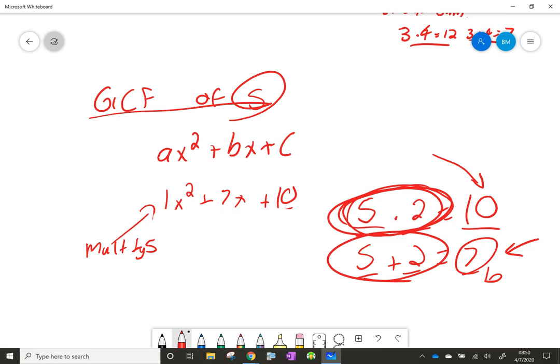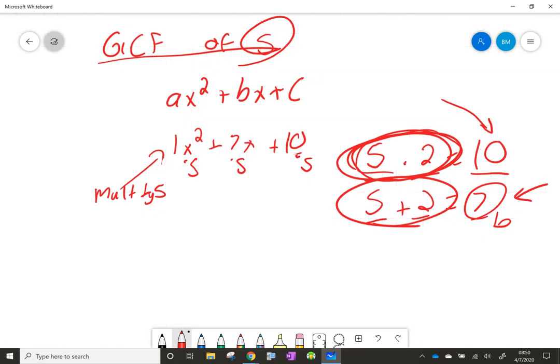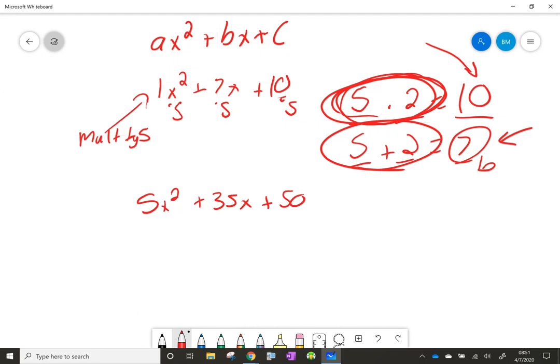Because it's not divisible by 5 right now, but once everything is multiplied by 5, then everything can be divided by 5. So the first term would become 5x squared, the second term would become 35x, and the last term would become 50. And so now this is my first polynomial. This is my starter polynomial. So to write two equivalent forms, we just factor this polynomial.